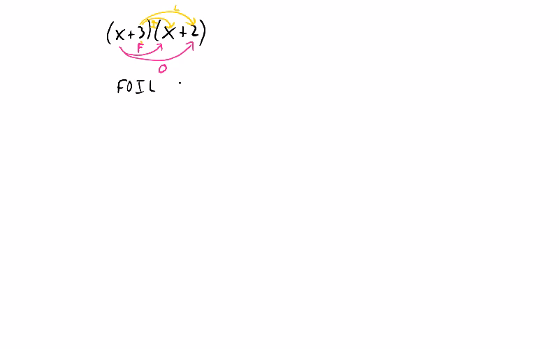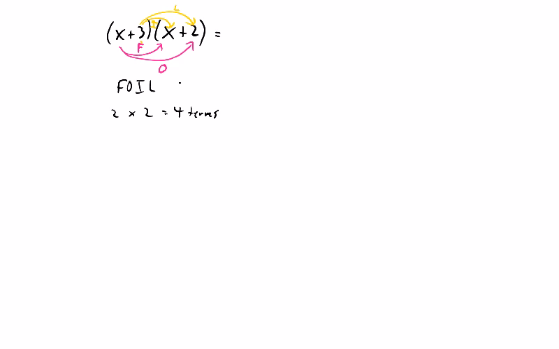What the FOIL method really says is that when you have two binomials, you take every term in the first factor times every term in the second factor. So if we have 2 terms by 2 terms, this should give us a total of 4 terms of product. So let's go ahead and do that.